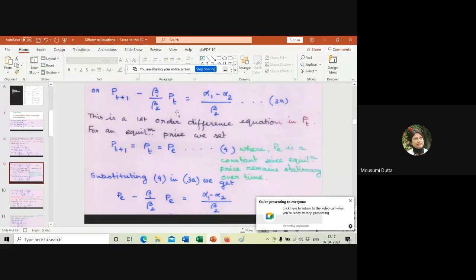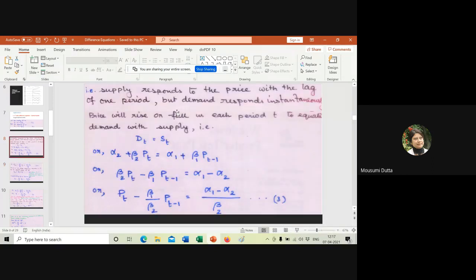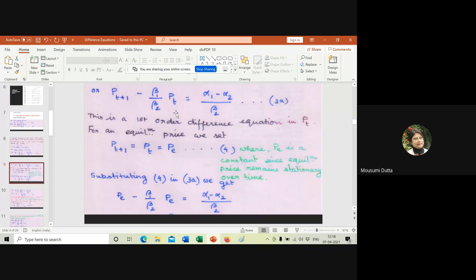So when you are going to the market, demand and supply are already there. The issue is that the supply is adjusted following the previous period's price and demand is adjusted instantaneously. But it is not that there is no supply. So the concept is not like that. The equation will be P1 minus beta 1 by beta 2 P0. So there is a price for the P0th period equal to alpha 1 minus alpha 2 beta 2. There will be a problem like that.